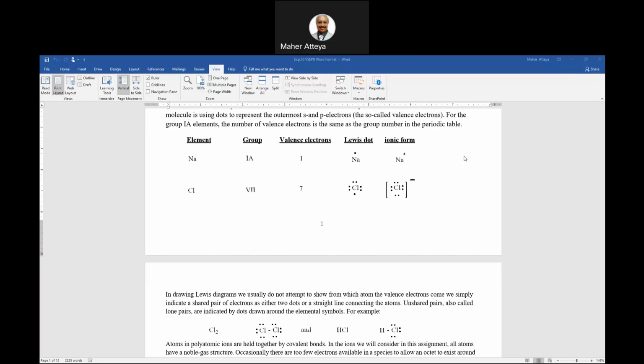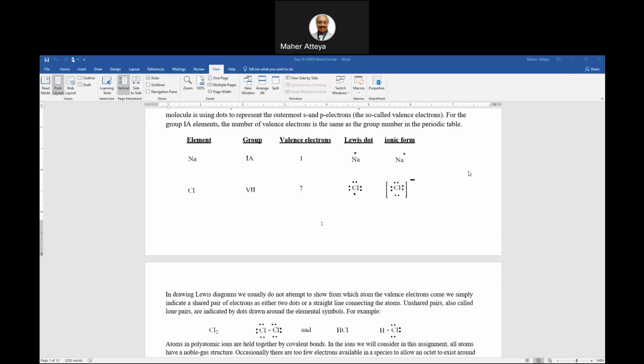The other thing is VSEPR is one of the most difficult topics inside the final exams. I don't know why, but students are failing this in the lecture as well as in the lab. So let's do this one here. We'll start with Lewis dot structure, and then VSEPR, and then we'll do some examples.